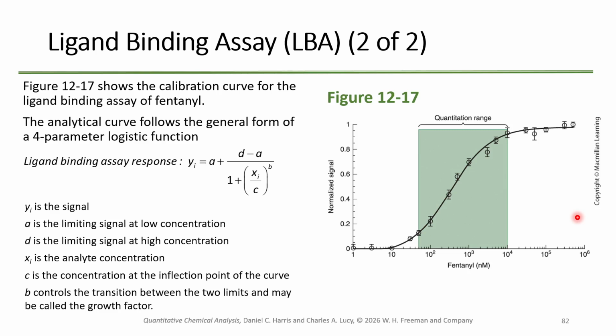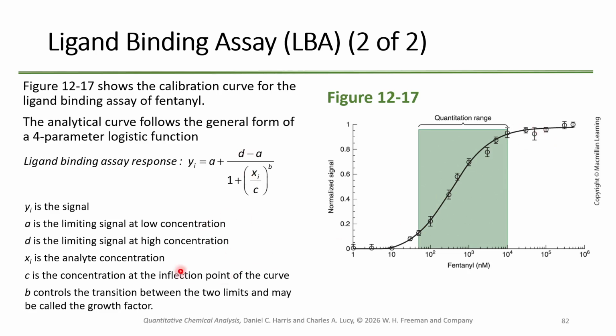Okay, this right here is going to be the calibration curve for the ligand binding assay of fentanyl. And so the analytical curve follows the general form of a 4-parameter logistic function. And so your ligand binding assay response is this equation right here. Yi is actually the signal. A is going to be the limiting signal at low concentration. And then you're going to have D, which is the limiting signal at high concentration. That's where it would max out, right? You'd end up with a 1.